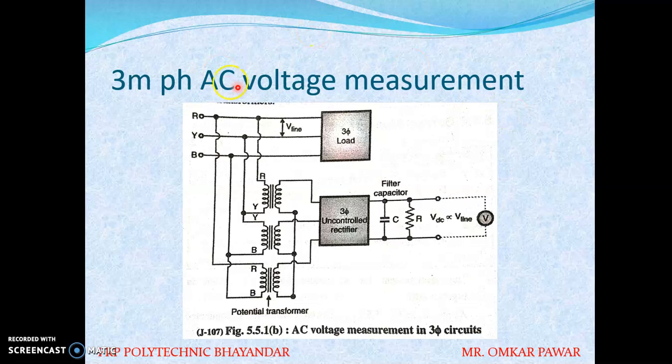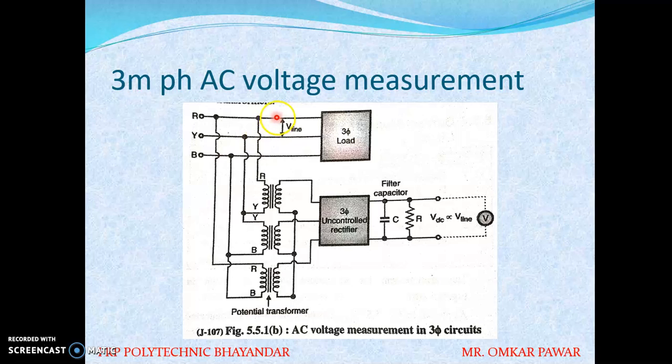Next is three phase AC voltage measurement. There are three phases, R, Y, B, which are connected to the three phase load. The voltage between each line, that is the voltage between RY is a line voltage, YB is a line voltage, and BR is a line voltage. So the voltage between any two phases is called the line voltage.